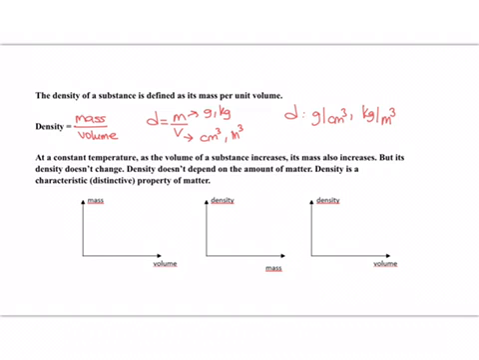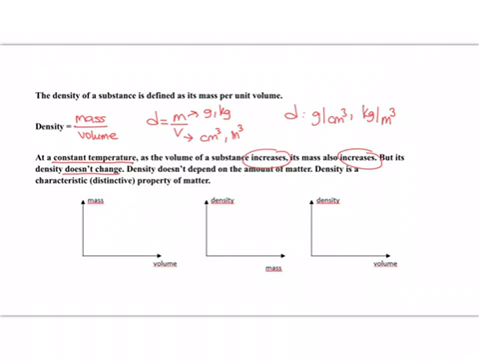At constant temperature, this is important, as the volume of the substance increases, its mass also increases, but its density doesn't change, the ratio doesn't change, because density doesn't depend on the amount of matter. It is a characteristic property.